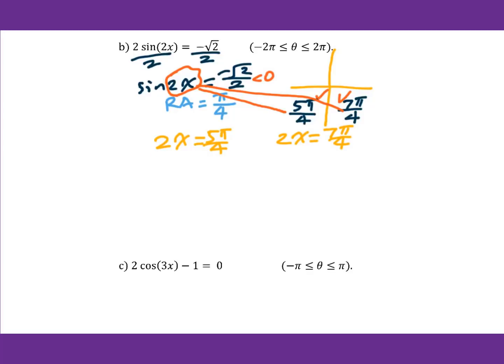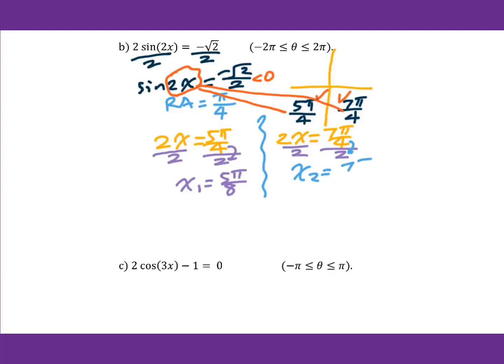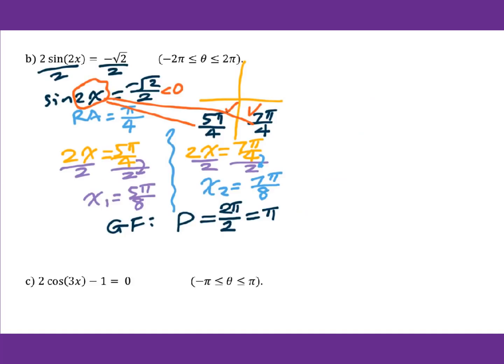Then we divide both sides by 2. You will get x1 equals 5 pi over 8, and x2 equals 7 pi over 8. Therefore, for the general form, your period is 2 pi over 2. It's pi.